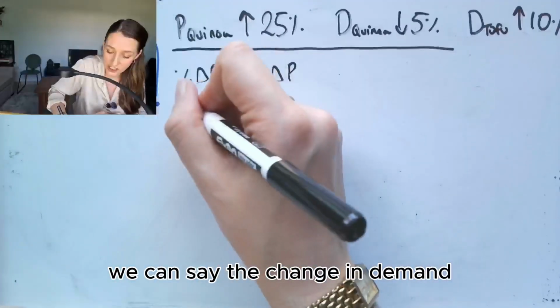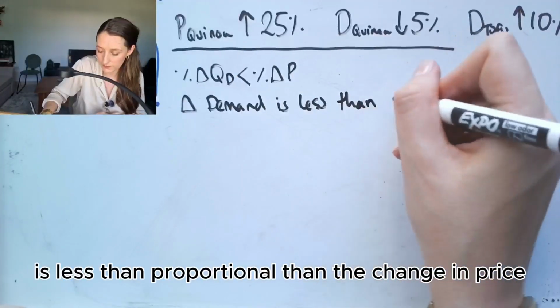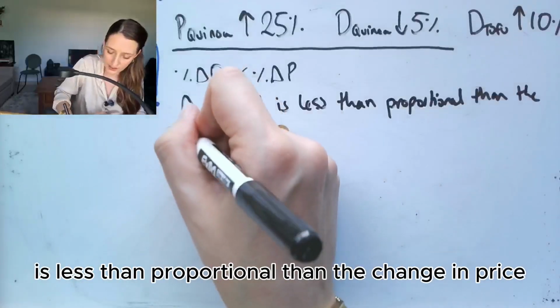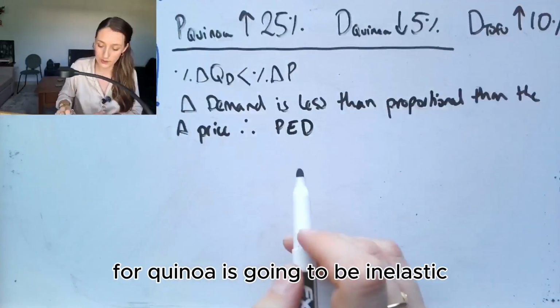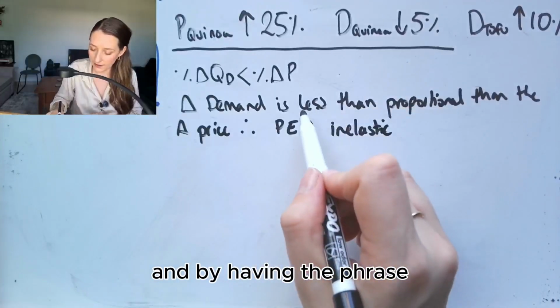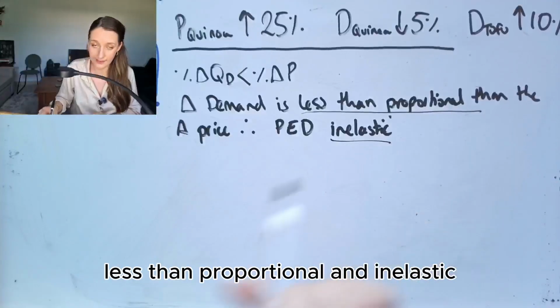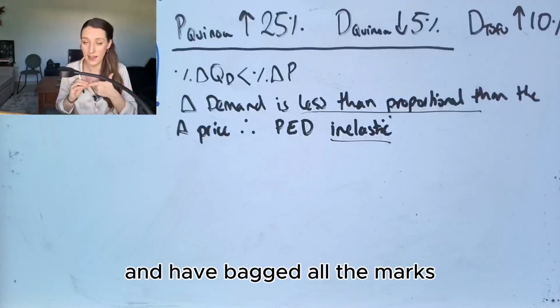We can say the change in demand is less than proportional to the change in price. Therefore, the PED for quinoa is going to be inelastic. And by having the phrase less than proportional and inelastic, you get the marks of the question. But let's just make sure we have revised and have bagged all the marks.